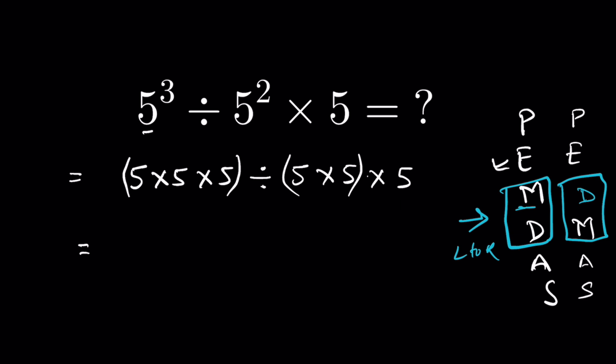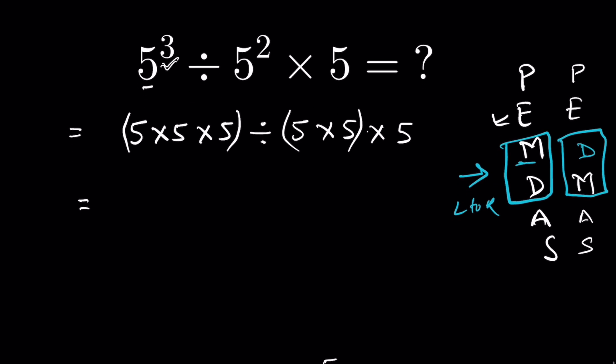Now this expansion method can be useful when we have a bigger exponent. For example, if we have 5 to the power 5 and we don't want to calculate what is 5 to the power 5, and then division 5 to the power 3 and then times 5.